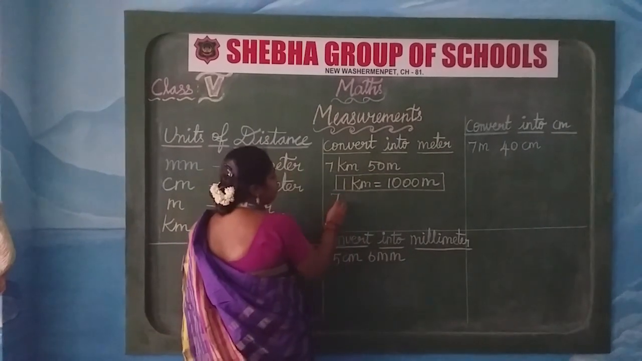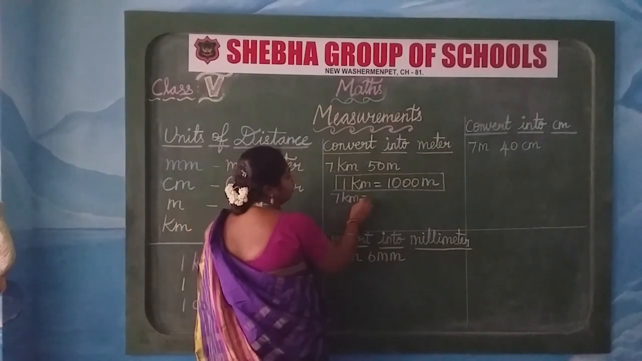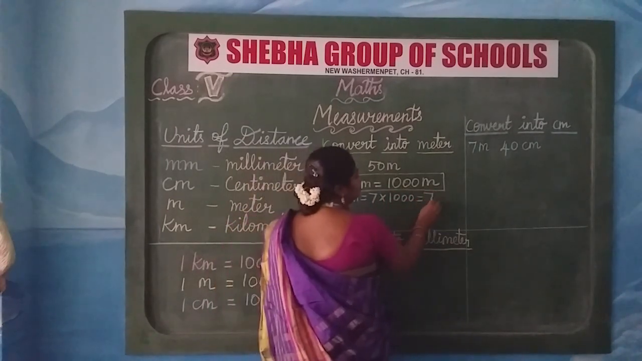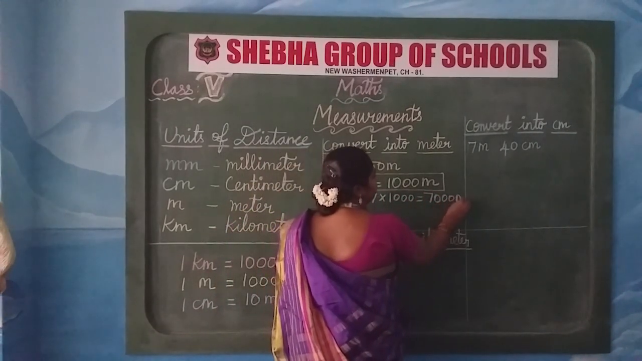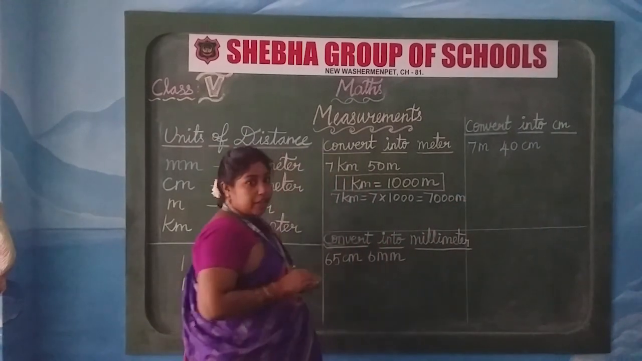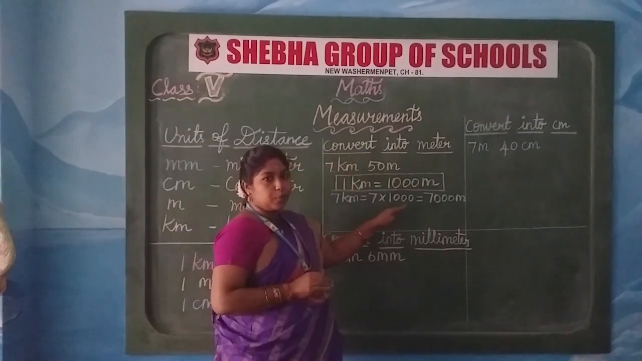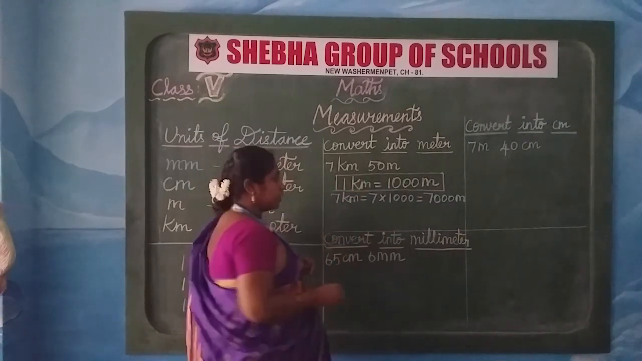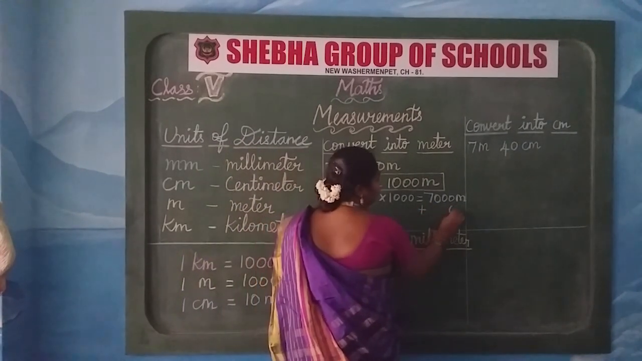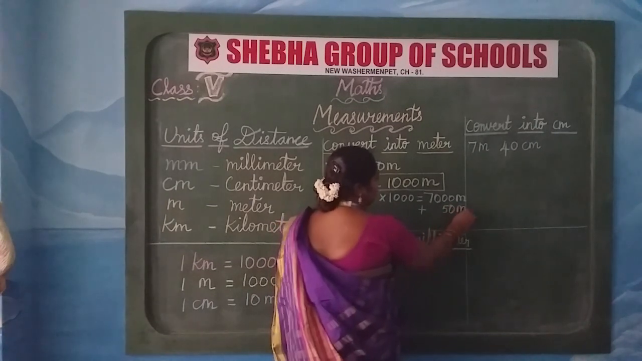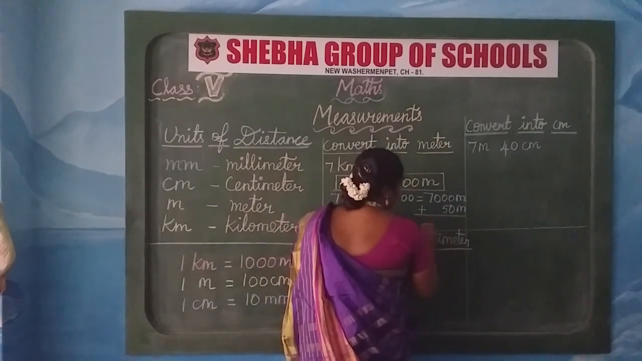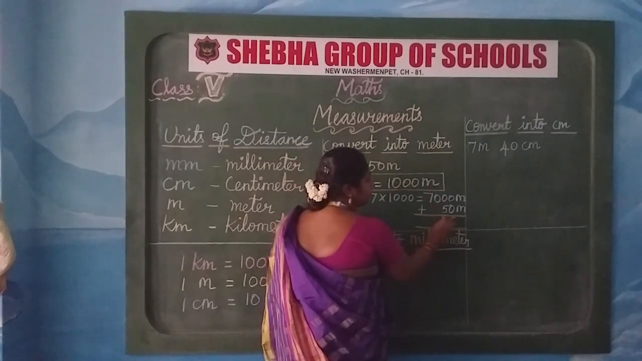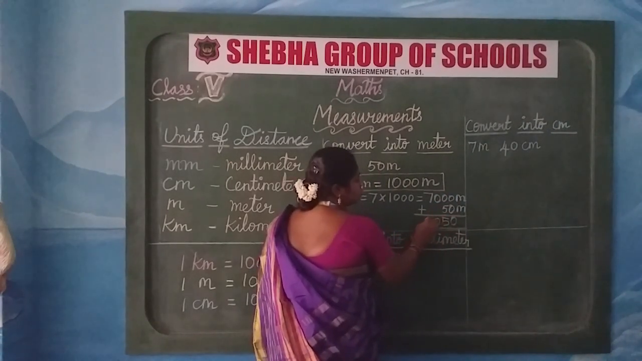So 7 kilometer equals 7 into 1000 equals 7000 meter. So we have converted kilometer into meter. Now we have to add the remaining meter with this meter. So plus 50 meter. We have to add this, children. 0 plus 0, 0, 0 plus 5, 5, 0, 7.